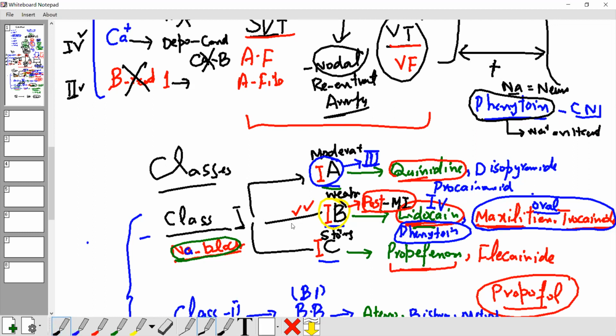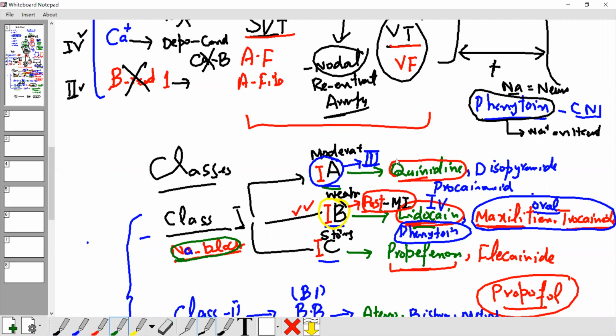What's the importance of class 1B? Class 1B is used if the patient has a heart attack. After a heart attack, the patient has arrhythmia. At that time, your drug of choice must be class 1B. Later I will explain why after MI. Okay, now come to another thing. Quinidine. I'm describing one by one.